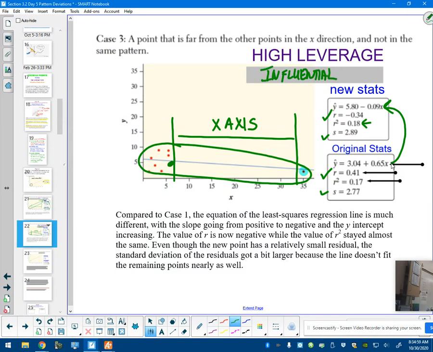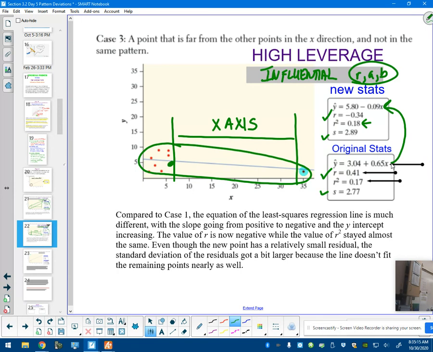It's influential because it changed R and it changed A and B. So I'm going to put that up here. It changed R, A, and B the most. It's a rad point. I just made that up. It doesn't mean anything. Hang on just a second and I'll get Maria's question.